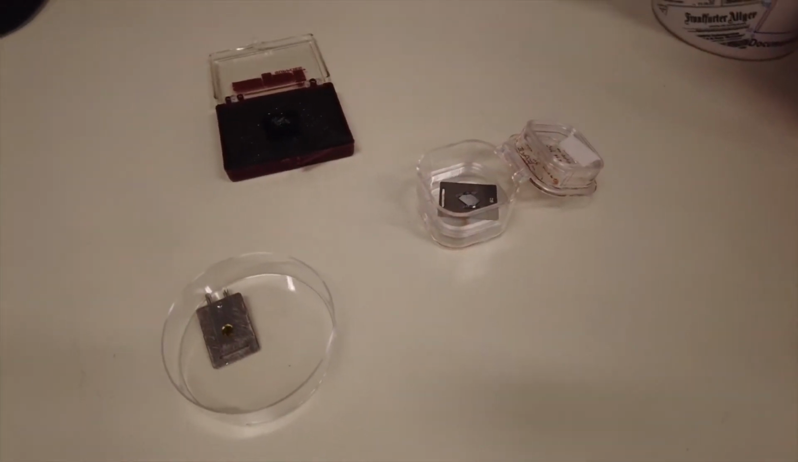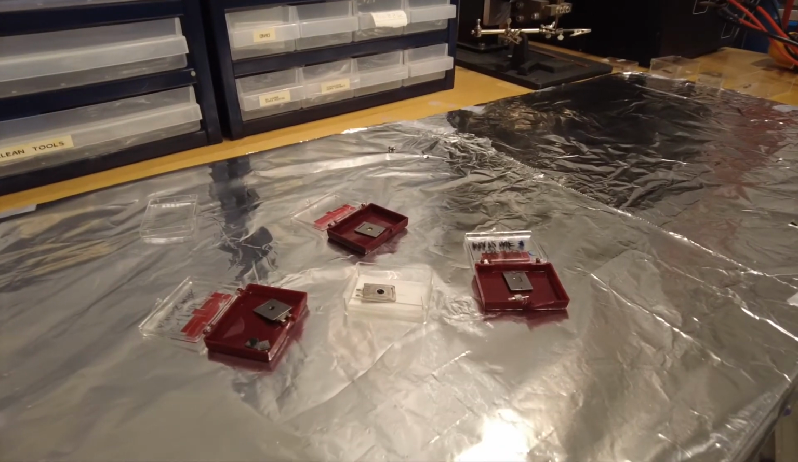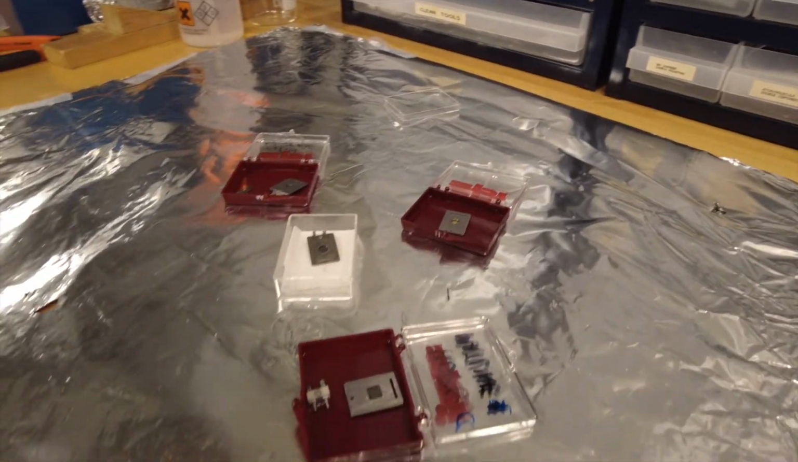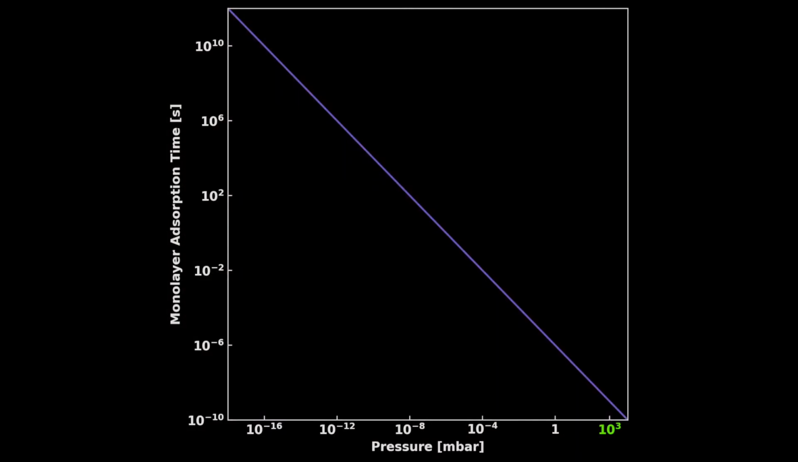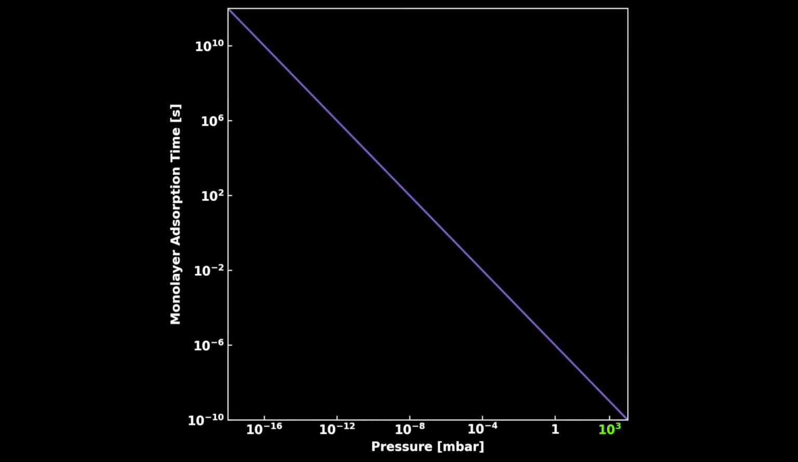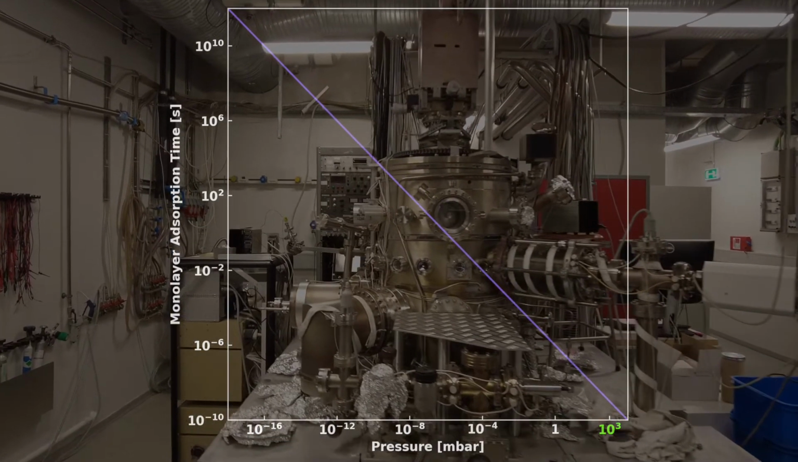If we want to perform experiments on a clean surface, we have to consider the time that our experiment will take and also the pressure that our surface is surrounded by. What I have plotted here is the monolayer adsorption time, which is basically a measure of how long it takes to cover our surface with one whole monolayer of contaminants or dirt, versus the pressure that our surface is sitting in.